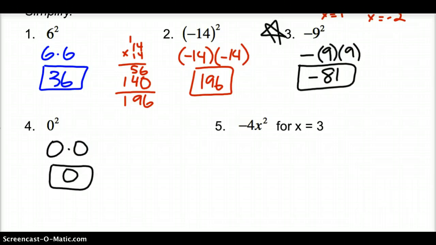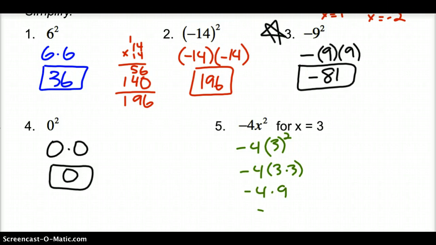Now let's look at this very last one. We have negative 4x squared, and we're going to plug in 3 for x. So this is now going to be negative 4, and we'll put parentheses, plug in 3, and then square that. This is negative 4 times 3 times 3, which is the same thing as negative 4 times 9, which gives us negative 36. Again, these prerequisite skills will obviously be helpful for what we're going to learn here today.